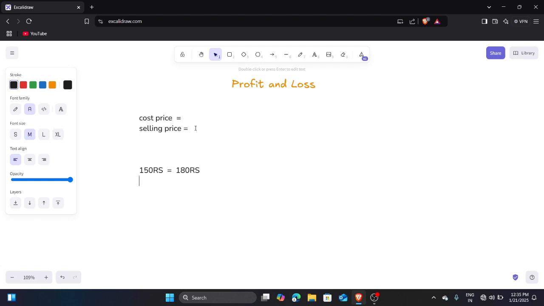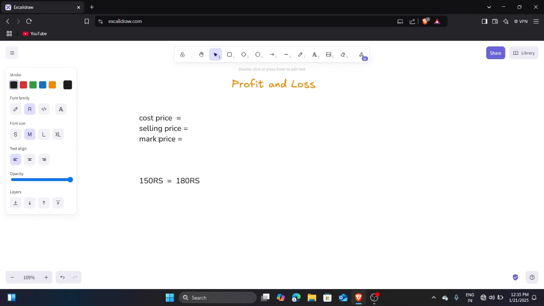Now there is one more term here. What is the mark price? One is cost price, one is selling price, and one is mark price. Mark price is the price that is marked on the product.